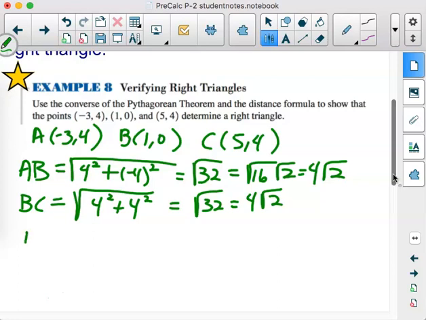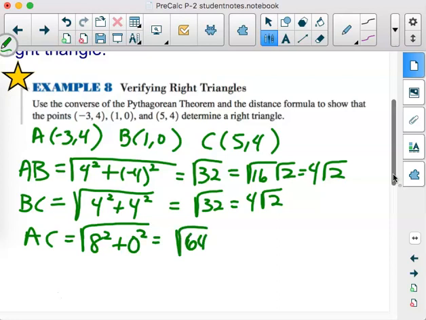Last but not least, AC. 5 minus a negative 3 is 8 squared, and 4 minus 4 is 0 squared, for the square root of 64, which is 8. Now, we actually could have proved something else while we were at it. This is an isosceles triangle. How do I know it's isosceles? Because these two sides came out to be exactly the same. But that's not what we were supposed to prove.